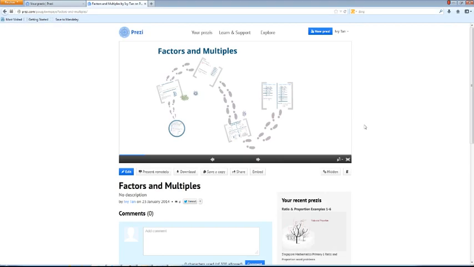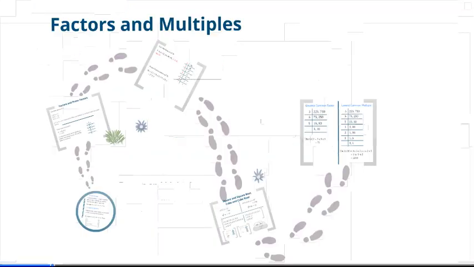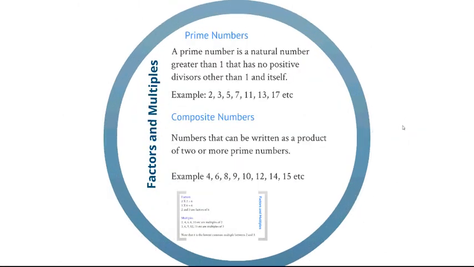In this session, we're going to look at factors and multiples. In the Singapore Mathematics curriculum, this chapter fits into grade 7. A prime number is a natural number greater than 1 that has no positive divisors except 1 and itself. For example, 2, 3, 5, 7, 11, 13, 17, 19, 23, etc. are prime numbers. So let us look at 5.